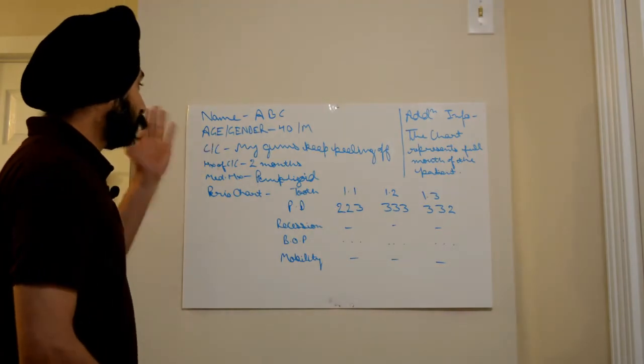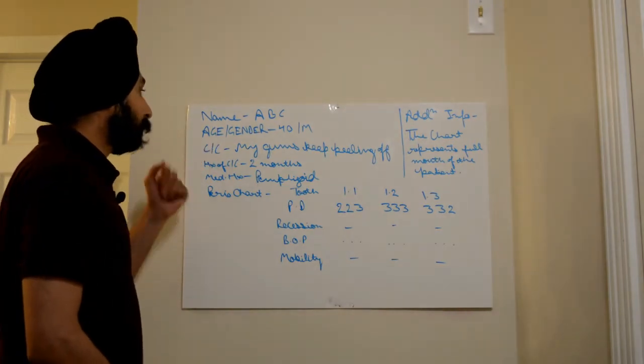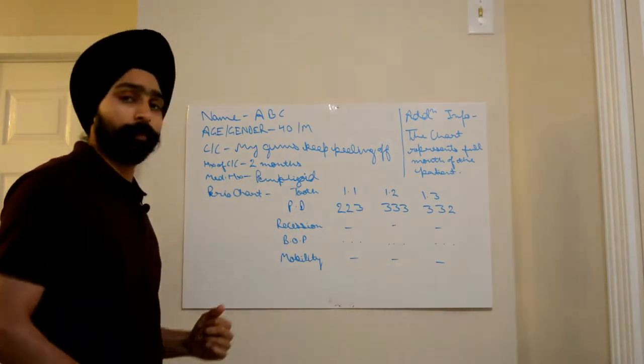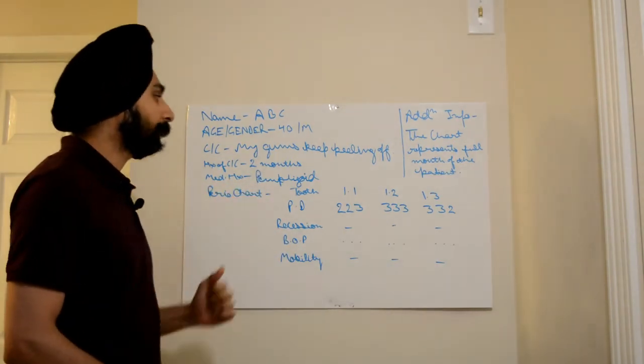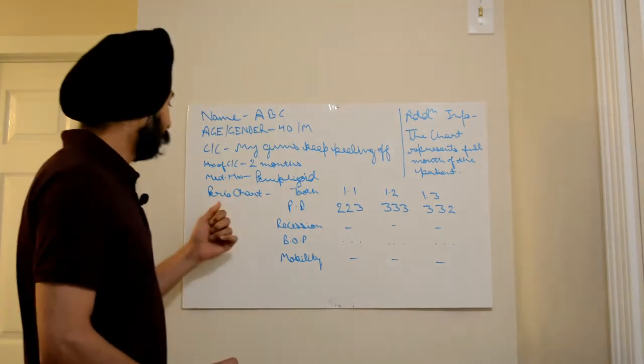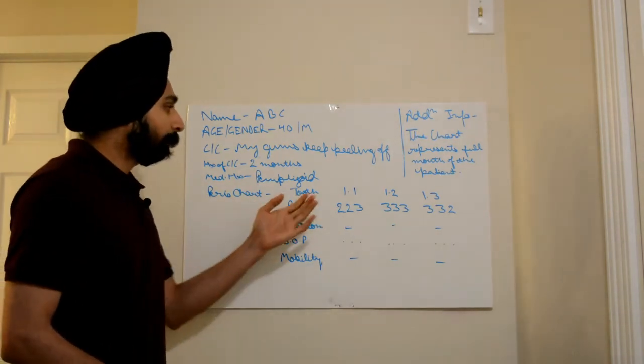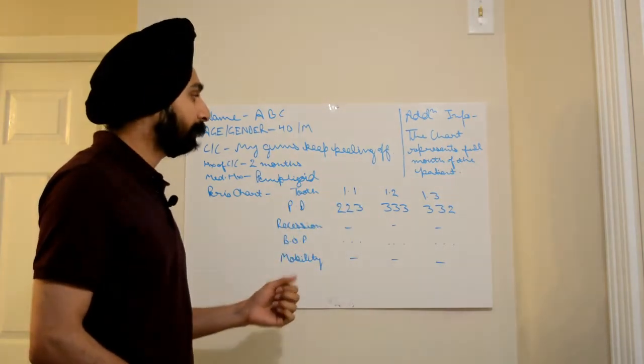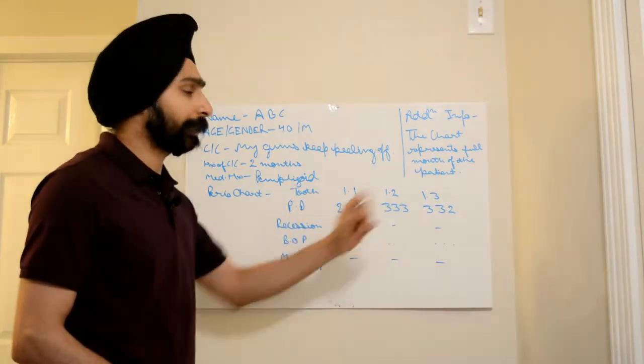Friends, name, age is normal, okay? Then chief complaint is my gums keep peeling off. History is from 2 months. Medical history shows that patient is having pemphigoid, and the perio chart shows that tooth number 11, 12 and 13, that is upper right maxillary, central incisor, lateral incisor and canine.